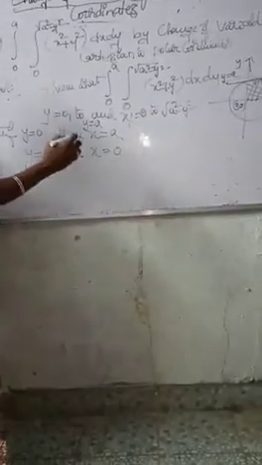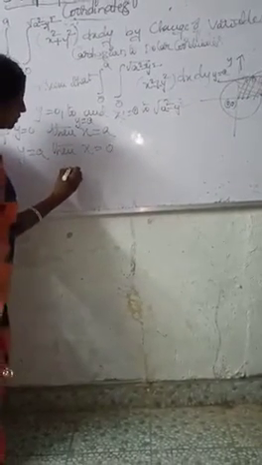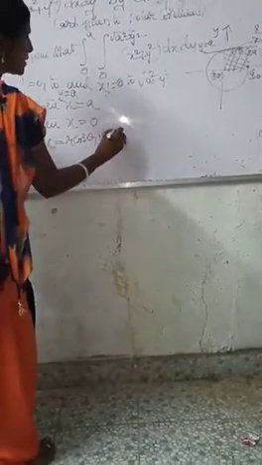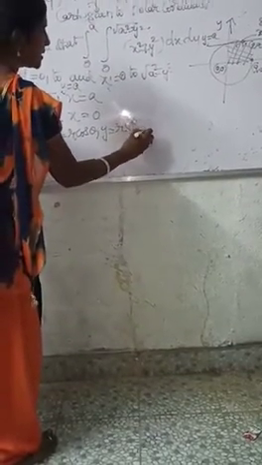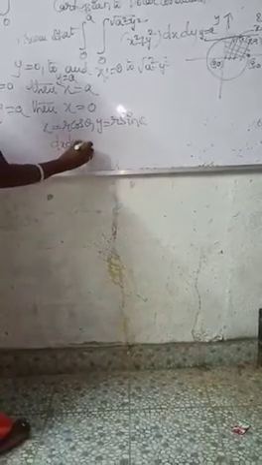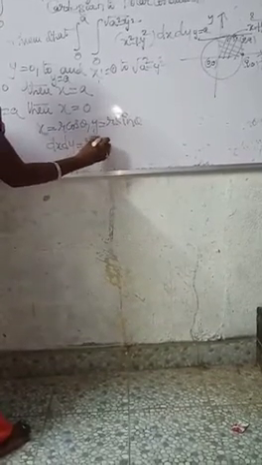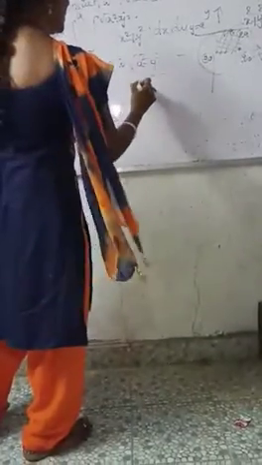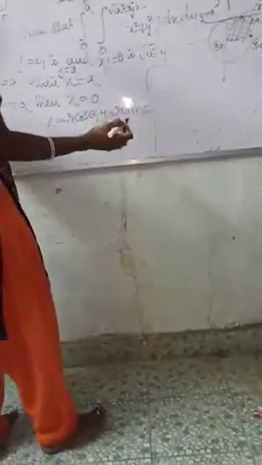That is, we have to substitute x equals r cos theta and y equals r sin theta. Next, dx dy equals r dr d theta. Now we find the area.